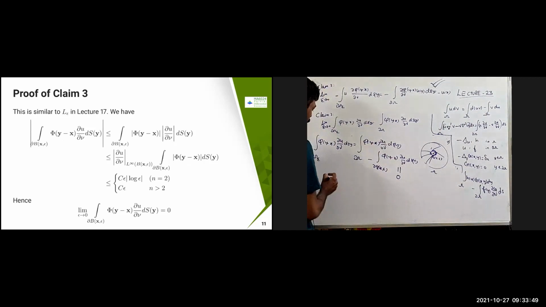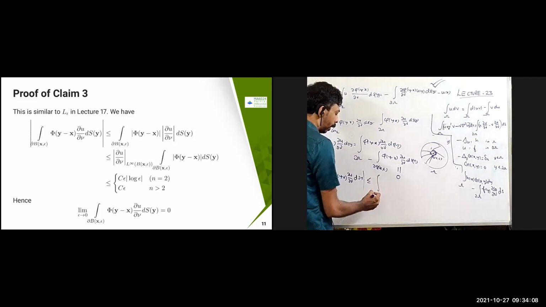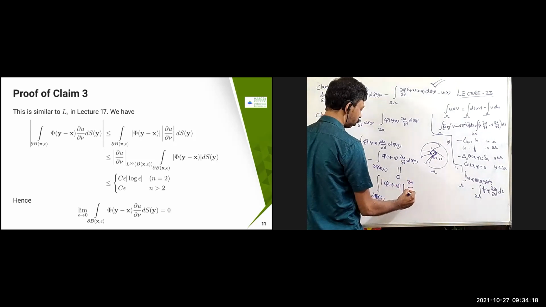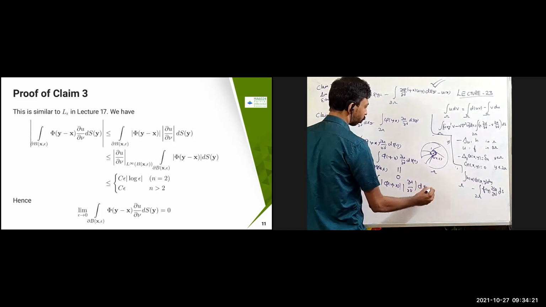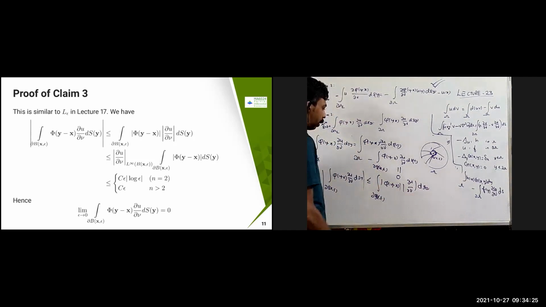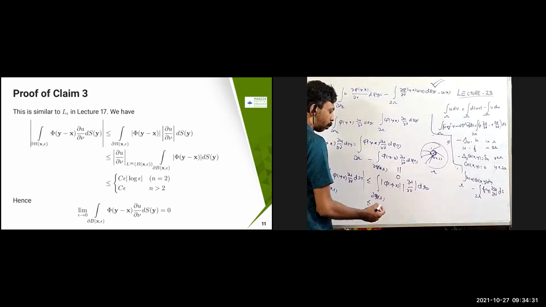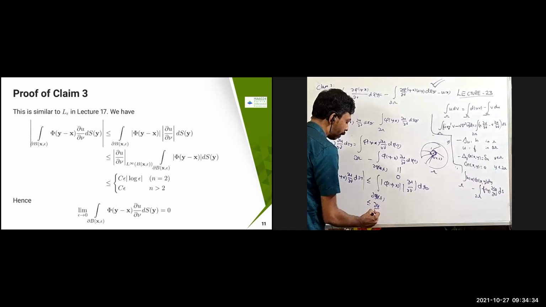So we are going to find the integral over ∂B(x, epsilon) of Φ(y minus x) ∂u/∂ν dS_y, which is going to be less than or equal to, pushing the modulus inside, the integral over ∂B(x, epsilon) of the modulus of Φ(y minus x) times ∂u/∂ν dS_y. Since this is over an integral, I can just use the Lebesgue concepts over here.